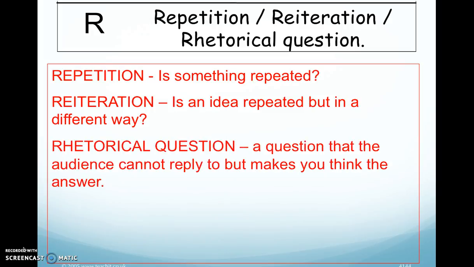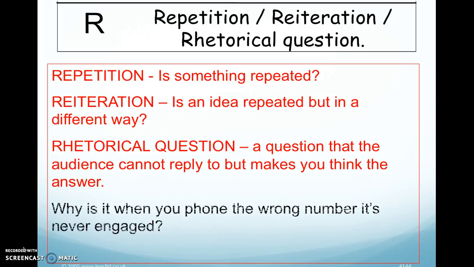Rhetorical questions, as I said, hopefully as you know, is a question the audience can't reply to but makes you think about the answer. Why is it when you phone the wrong number it's never engaged? An example of a rhetorical question there. Now, like repetition, rhetorical questions can be very powerful, but they can also be very, very overused. So don't rely on rhetorical questions.